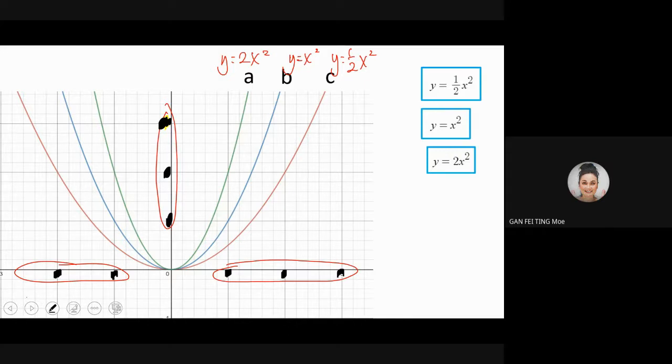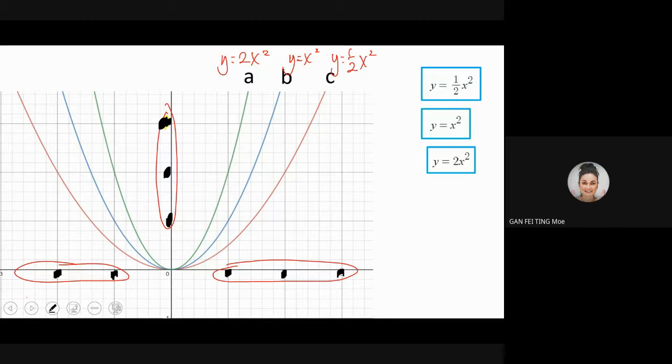Cikgu Hafiza pun turn in. Hello, Cikgu Hafiza. Hai Puan Gan. Yeah. Okay. Can anyone please respond to me? Why?